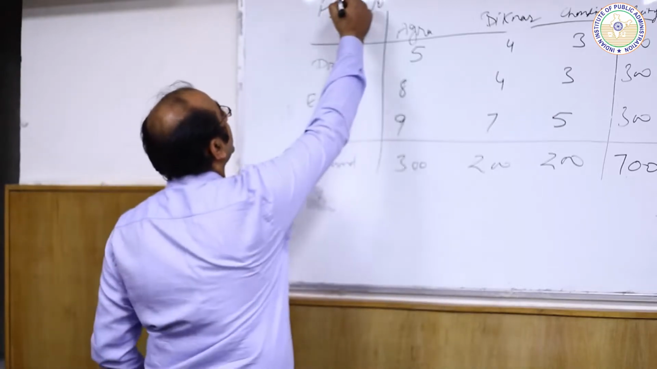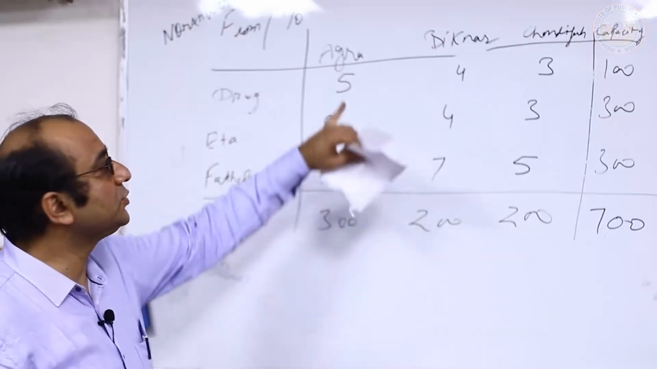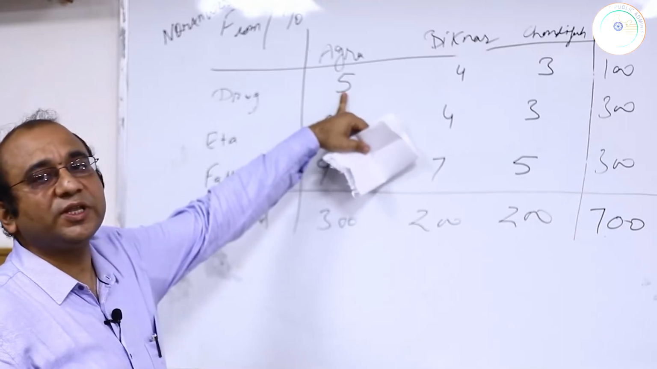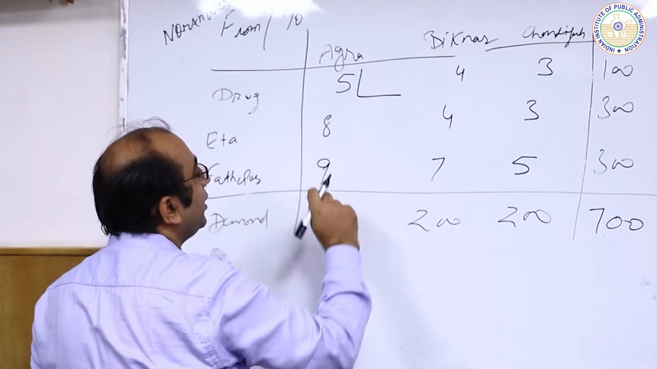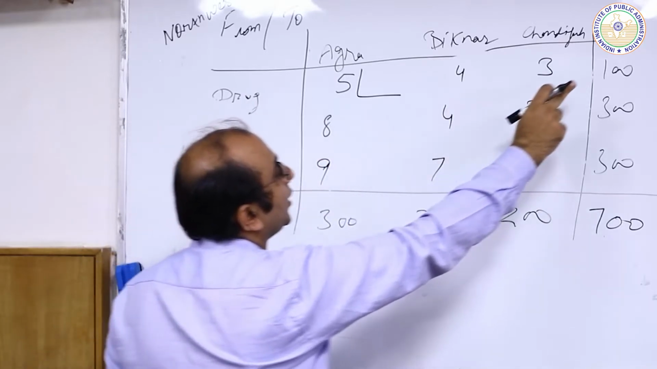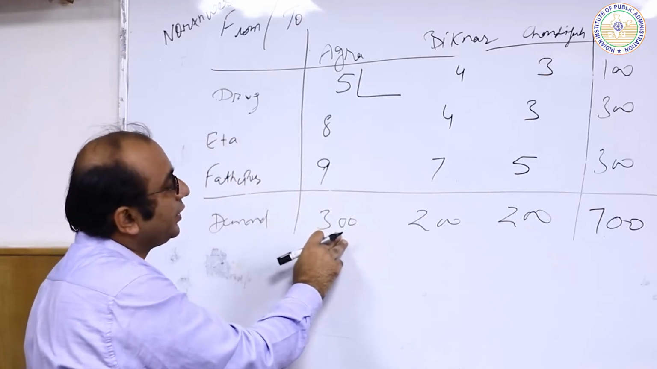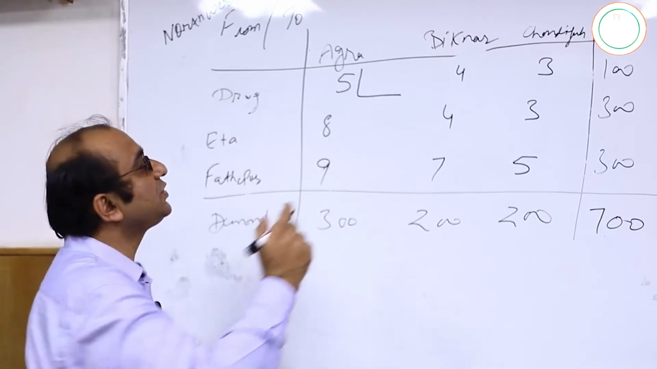We are going to use a method named the northwest corner method. So, this is the northwest corner of the table, and I am going to use a very systematic approach. Here is my total supply available, which is 100. What is the demand here? Demand is 300. So, how much maximum can I supply? I can supply a maximum of 100.